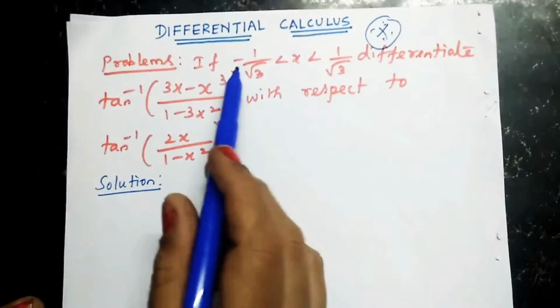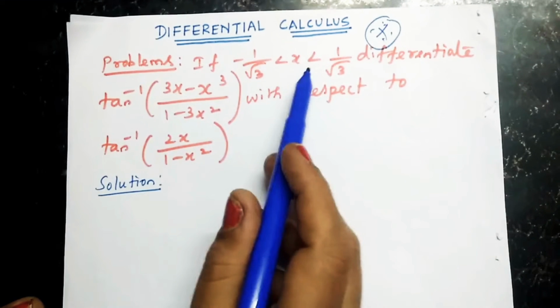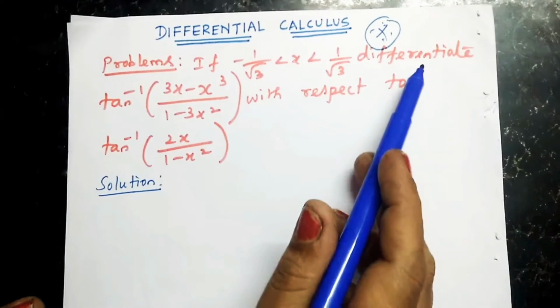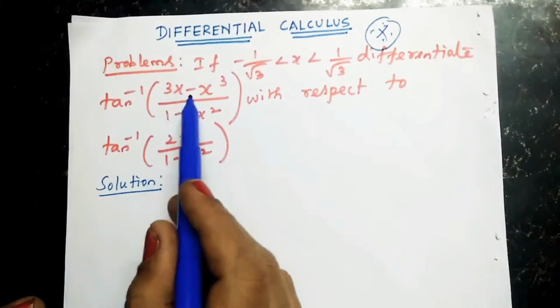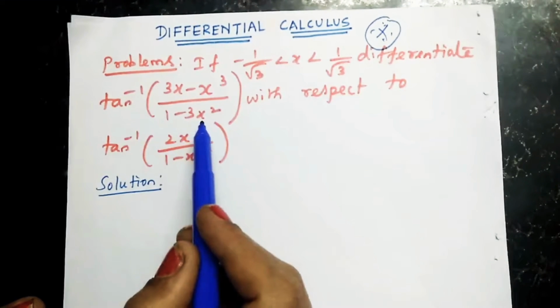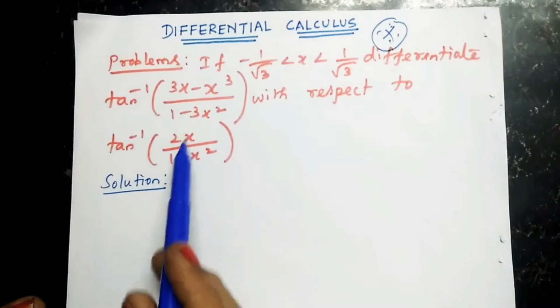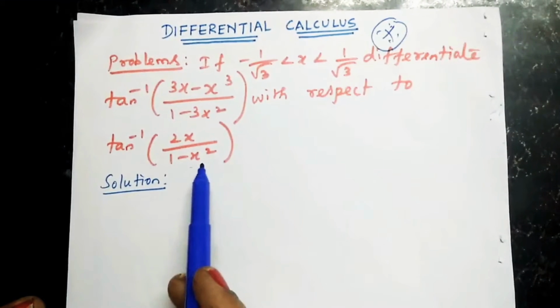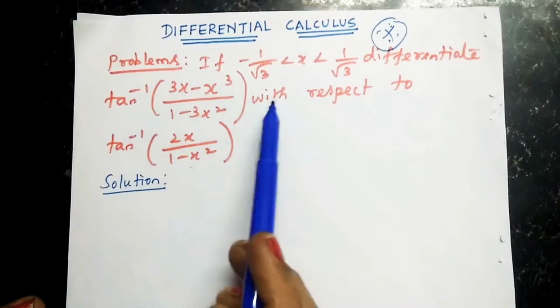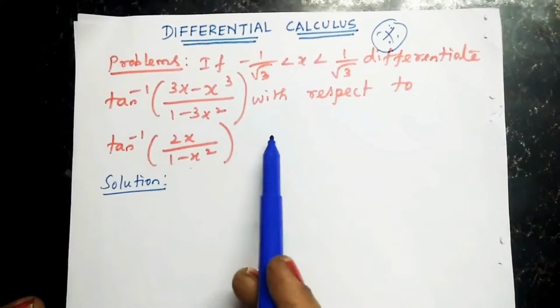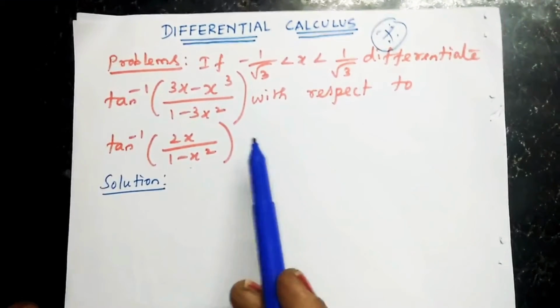Problem: if minus 1 by root 3 is less than x less than 1 by root 3, this is the x interval. Differentiate tan inverse of (3x minus x cube) by (1 minus 3x square) with respect to tan inverse of 2x by (1 minus x square). So this is a function with respect to another trigonometric function. This is a very important concept and a different problem also.